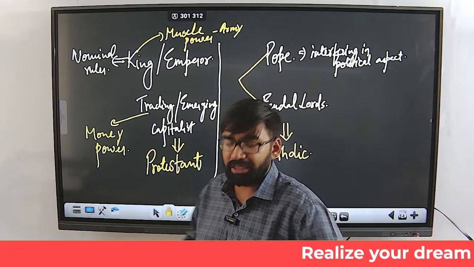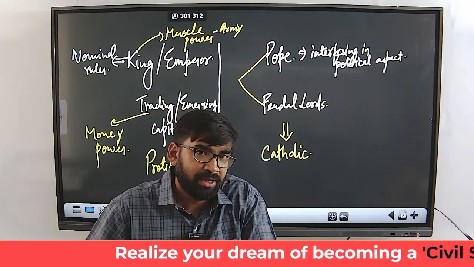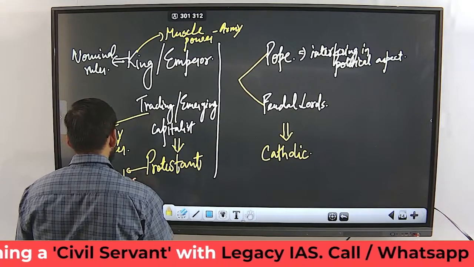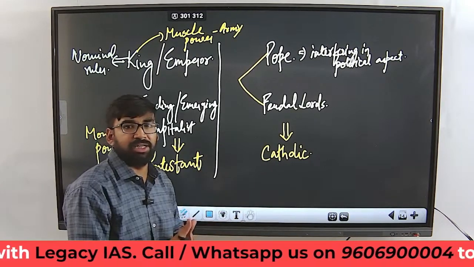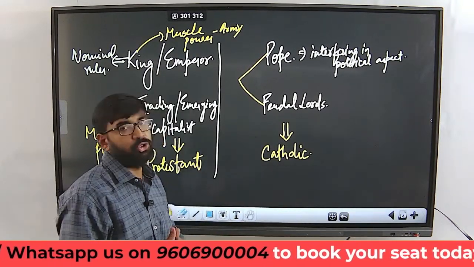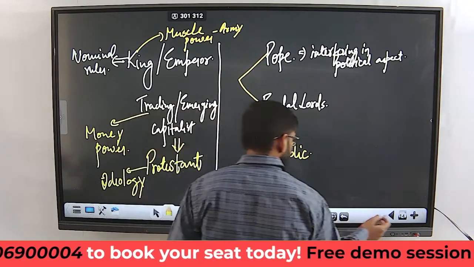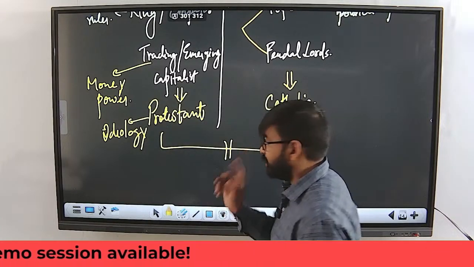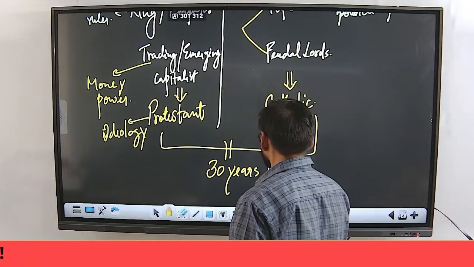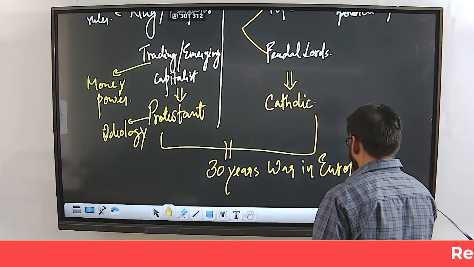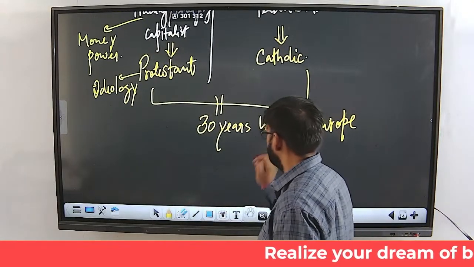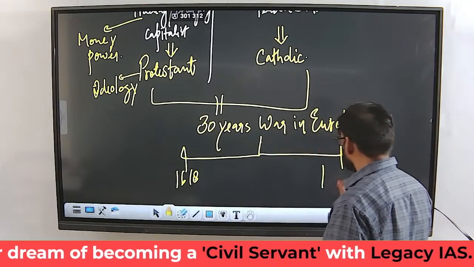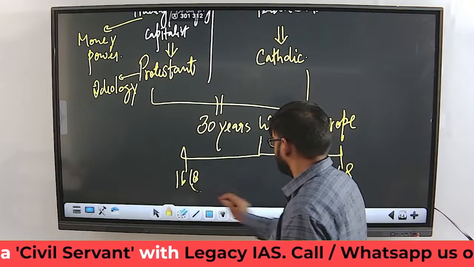That is why in Christianity different sects are there, Catholic and Protestant. So the Protestant group provided the ideology for the war, and this resulted in the Thirty Years' War in Europe between these groups. This war started in 1618 and ended in 1648. So this is called the Thirty Years' War.